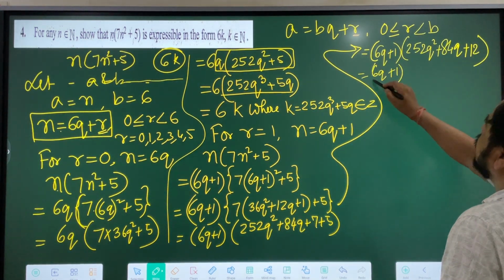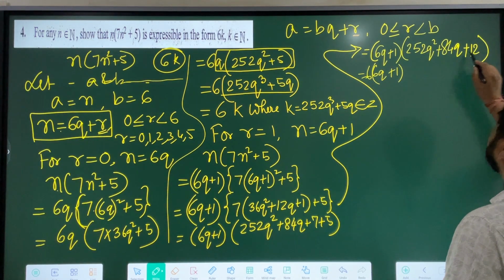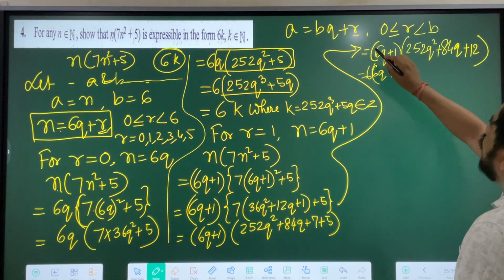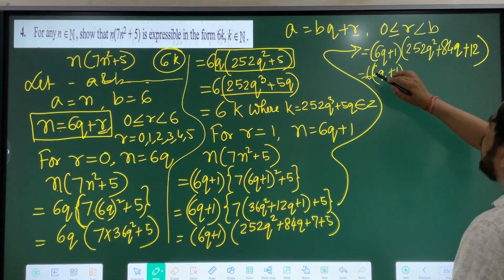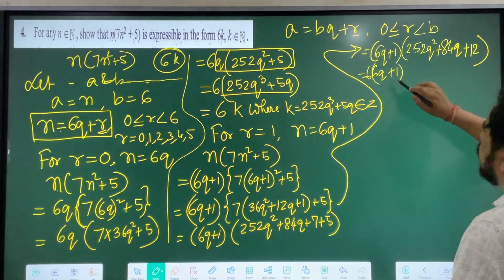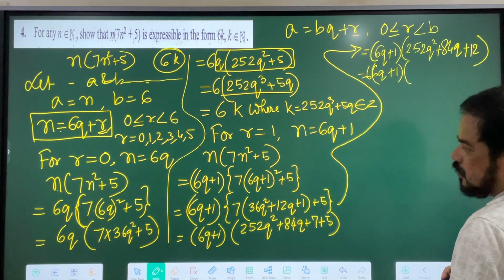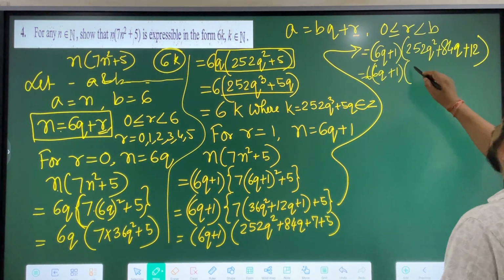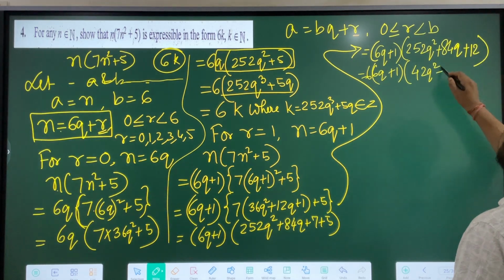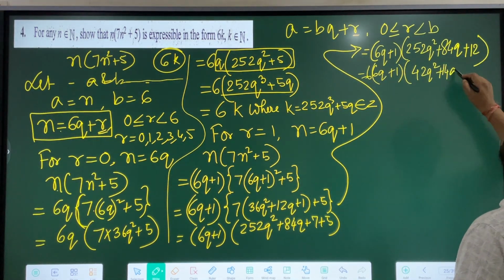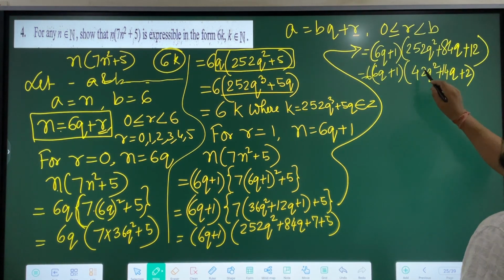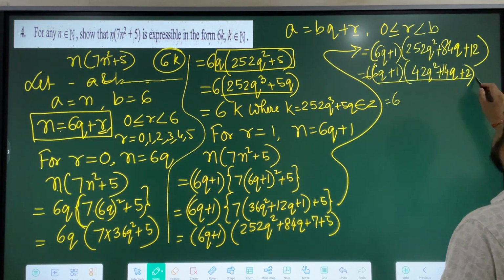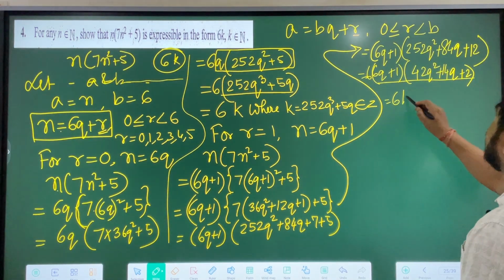6q plus 1. I have written 6 here because from here we can take 6 common. Each term is divisible by 6. Whether you write 6 here or there, because it is multiplication, you can put it in any place. Position doesn't matter in multiplication. So 6 into 42 is 252. 6 into 14 is 84. 6 into 2 is 12. So we have got 6 into something, so we can write k directly.